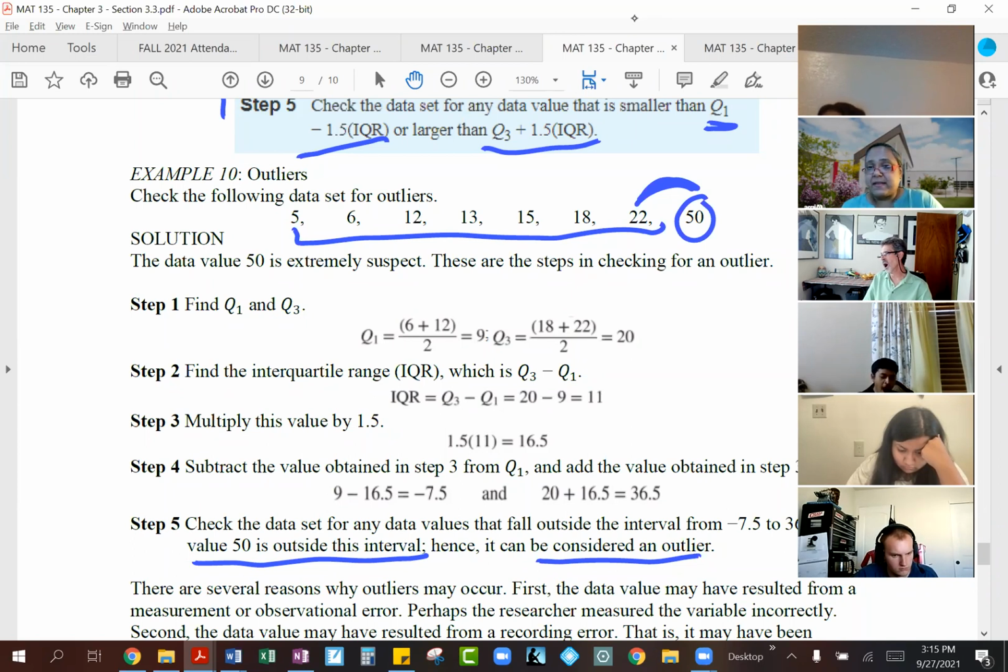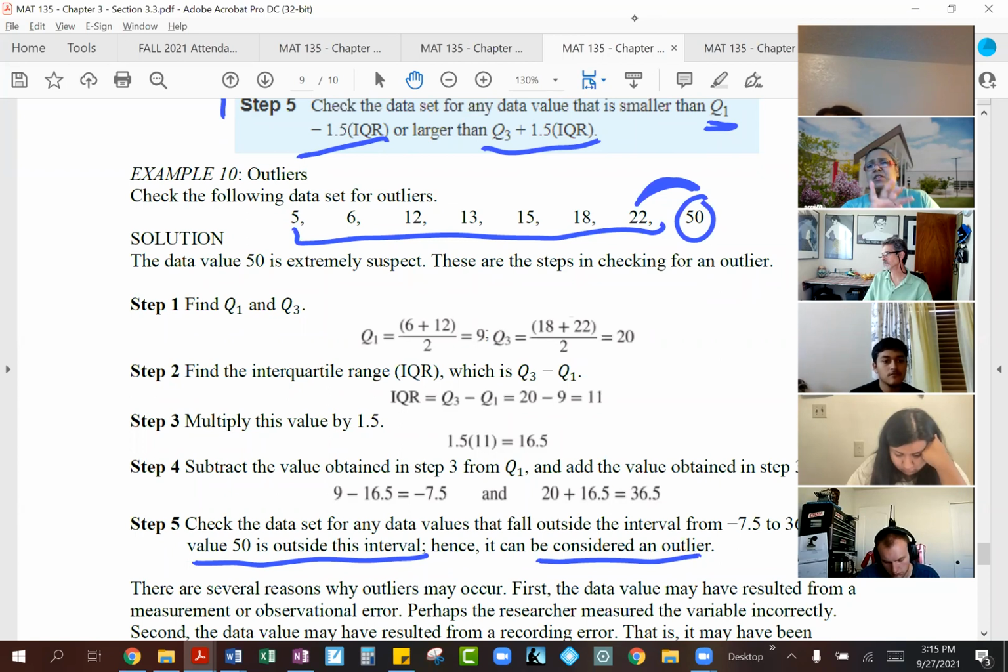Mid-range can be affected by the outliers because remember, mid-range is where you take the lowest data value and the largest data value, add them together and divide by 2. So the mean and the mid-range are going to be the 2 calculations that definitely get affected by the outliers.